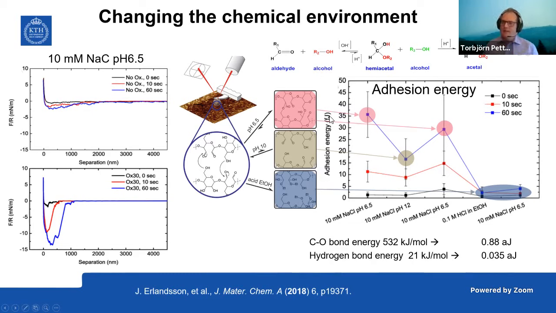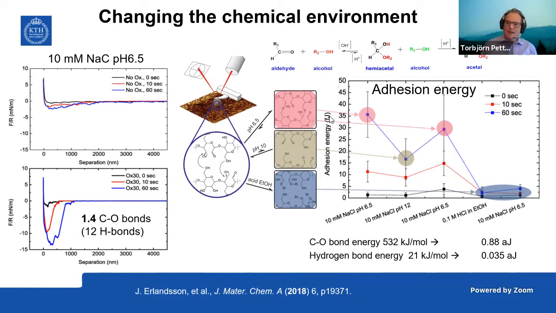We can start to calculate how many bonds we actually have in this contact zone. By making a few assumptions about how large the contact area is, how much material we have, and how much degree of oxidation we have, we can calculate how many bonds per accessible dialdehyde glucose ring we are breaking in the different stages. For the oxidized case, we seem to break 1.4 C-O bonds in this type of back-of-the-envelope calculation.